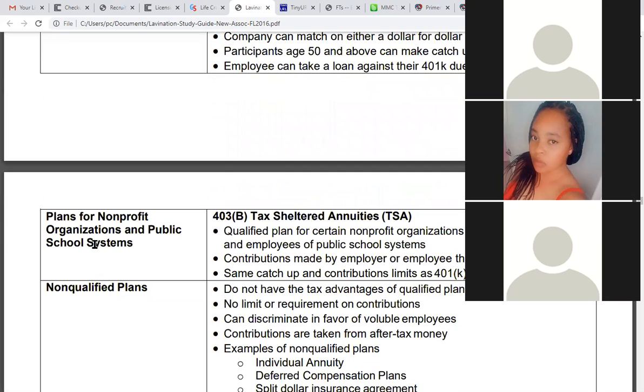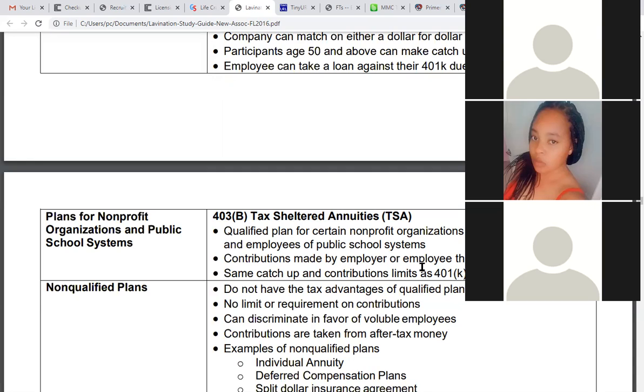That's corporations, okay? What about people who work for the school system, teachers, or non-profit organizations? That's what they have, folks: the tax sheltered annuity, TSA. If you go on that exam, they may ask for another name for TSA, tax sheltered annuity, or another name for the 403B plan. Those mean the same thing. This is qualified for non-profit organizations. If the company has a 501c3, they can apply for this type of plan.